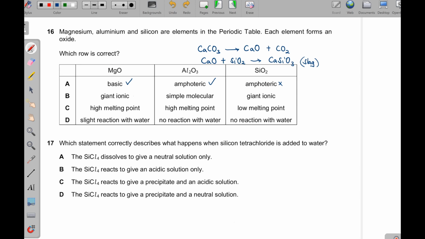Magnesium oxide is giant ionic. That is okay. But then aluminium oxide is also giant ionic, but here they are saying simple molecular. This is an ionic compound because it is between aluminium and oxygen, so a metal and a non-metal.